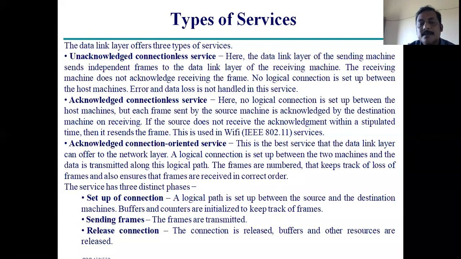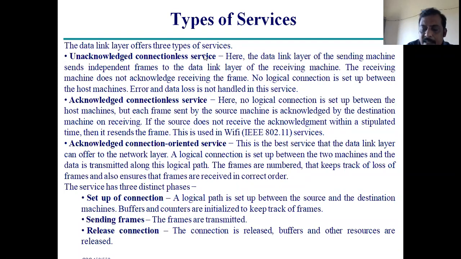Connection oriented means the connection is established successfully between the sender machine and receiver machine. But here there is no connection, right? No connection. At the same time, unacknowledged. There is no acknowledgement and no connection either. Now what do we do? So there is no guarantee. Okay? The data link layer offers 3 types of services. One is unacknowledged connectionless service.